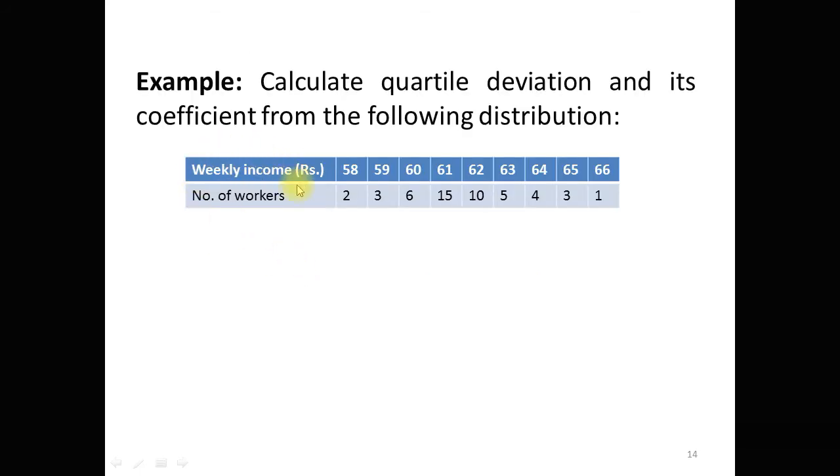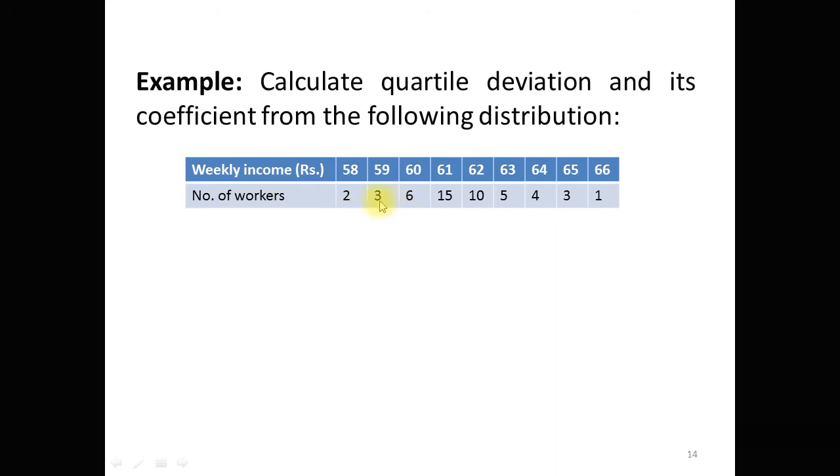So dear students, now the next problem is to calculate the quartile deviation and its coefficient from the following distribution. Like you see over here, weekly income is given as 58, 59, 60, 61, 62, 63, 64, 65, and 66. The number of workers is 2, 3, 6, 15, 10, 5, 4, 3, 1. So actually these are the terms of the data, and the number of workers is actually the frequency.